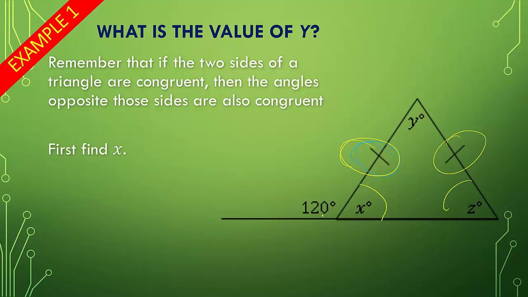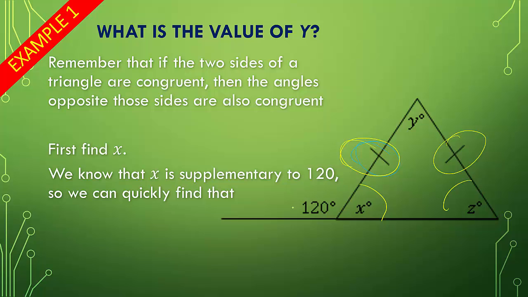So we need to find x. We know that x is supplementary to 120 because we have this straight line here. All right, and that means that 120 plus this adds up to 180. So all we have to do to find x is subtract it from 180. So 180 minus the 120 that we know equals 60. Now because x and z are congruent because of what we know up here, we know that z is also 60 degrees.